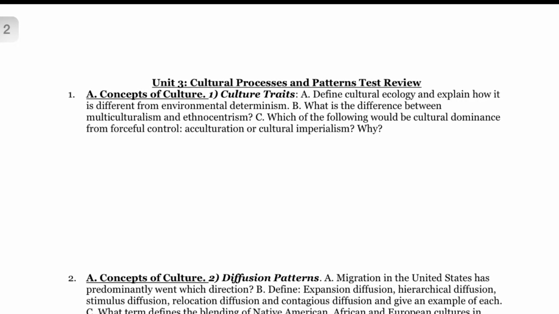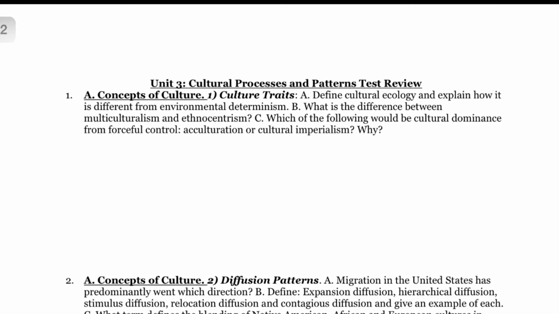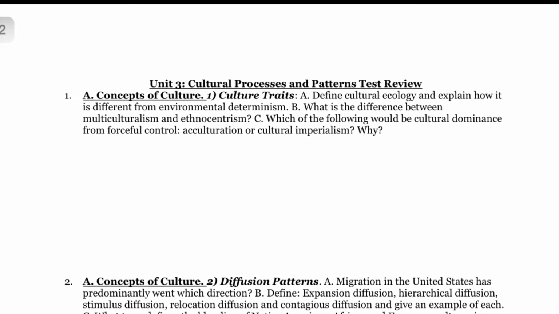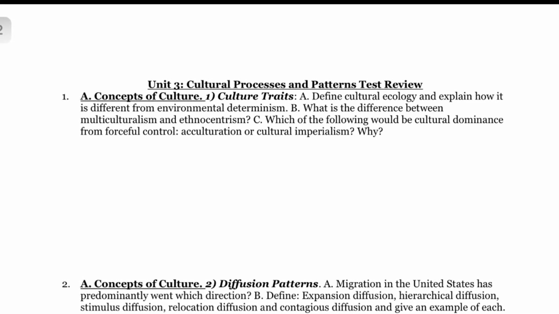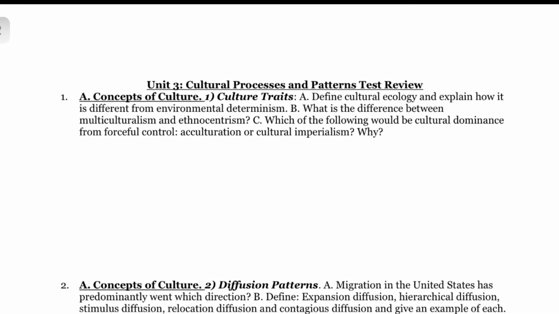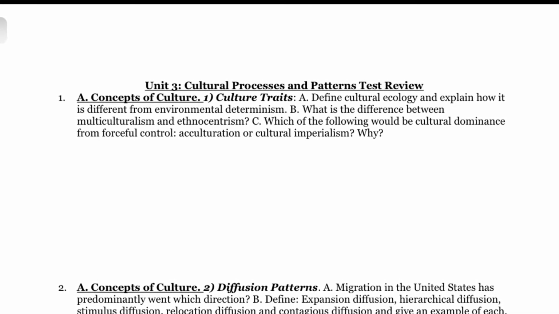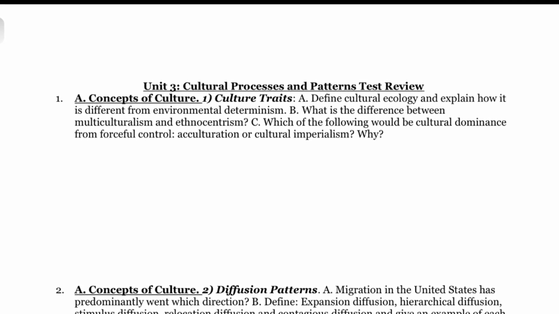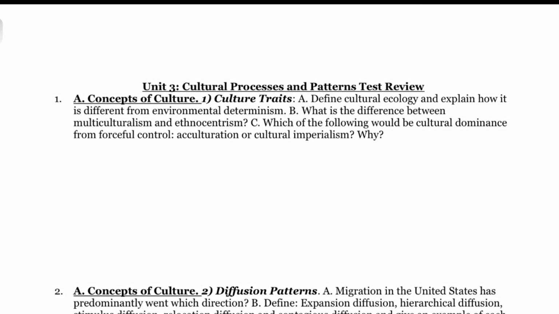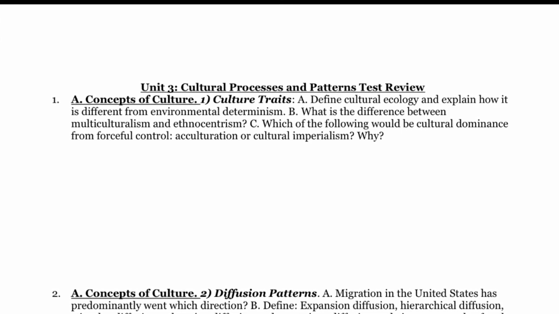Now, environmental determinism says that geographic factors shape a people's culture, that these factors are actually changing and modifying a culture. Cultural ecology is just looking at how different geographic areas, based on their geography and their environment, can be different. And environmental determinism is the theory that says the environment can determine a culture. In other words, it can change and modify it.